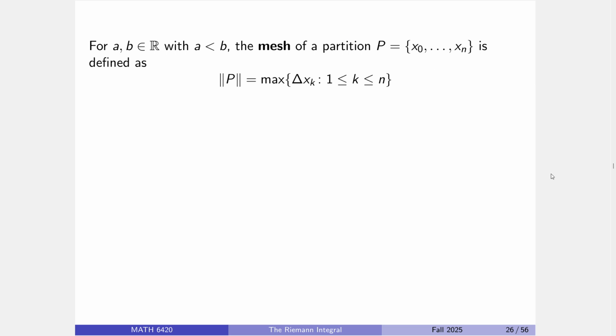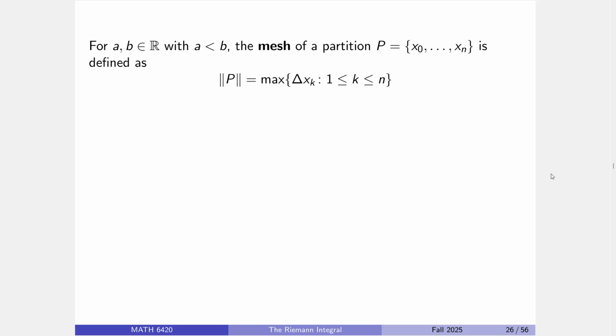3, 2, 1. Alright, so we've now got that the lower and upper Darboux sums are respectively the infimum and the supremum of the Riemann sums. So we want to now, of course, introduce the notion of mesh, which again was how we did it in calculus, and of course make a nice epsilon delta type setup here.